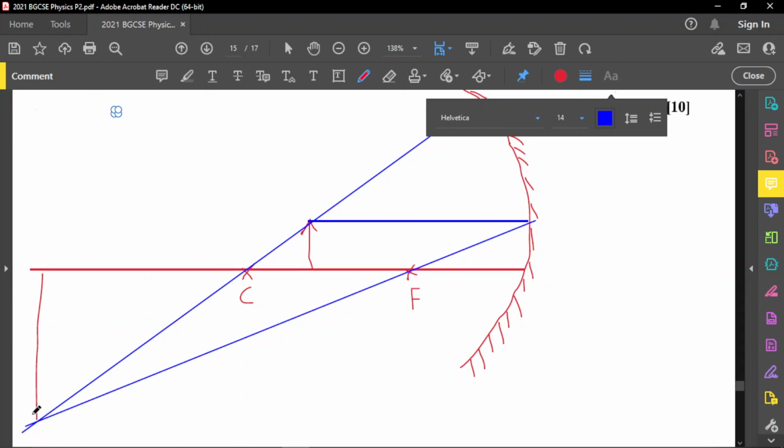And notice if you look at it carefully, let's put I right here. This is the image. The image is inverted, which means turned upside down compared to the object. It's larger, obviously bigger than this, so it's magnified. And it is formed in front of the mirror, which means it's real. So it's a real image, magnified, and also inverted.